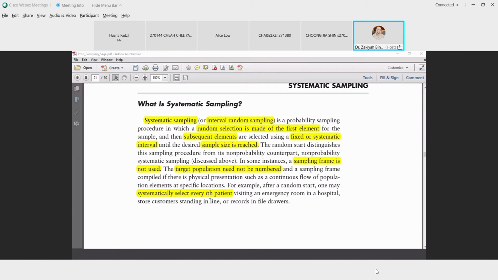Other examples are customers standing in line, queuing, or records in your file drawers, things like that. This part okay, guys, for the examples? Clear cut. All right, you have your teamwork. Please be creative enough and think of your own example instead of just copying from the textbook. Because coming up with your own examples actually demonstrates your understanding and correct application, not just copying.